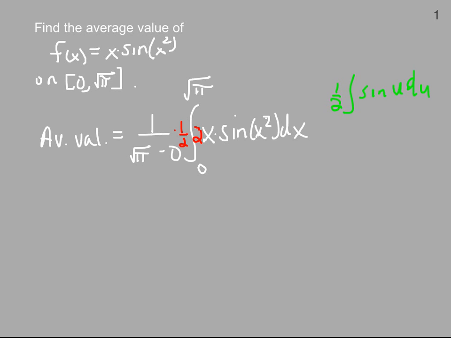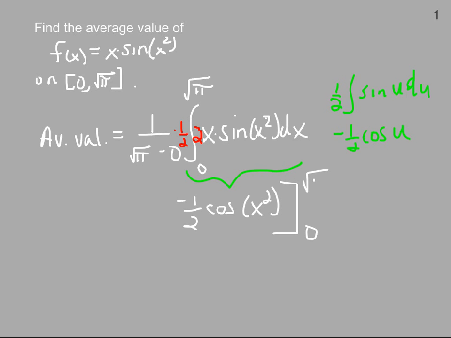Now that is negative 1/2 the cosine of u, and so that's what we're looking at here. Negative 1/2 the cosine of x squared evaluated from 0 to the square root of pi. And don't forget that there is a 1 over the square root of pi on the outside.